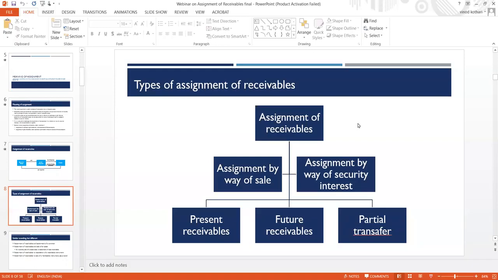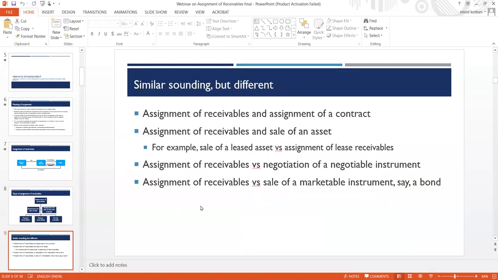Future receivables from a future asset are not transferable. Future receivables from an existing asset are still transferable. Now these are concepts which sound similar, but they are different from assignment. So let me very quickly run past them.